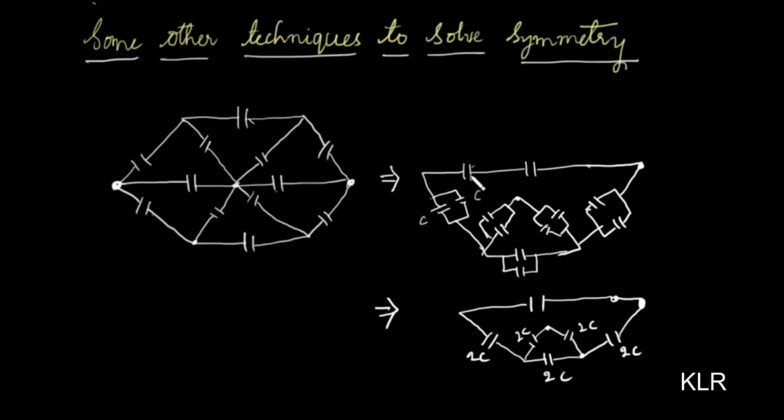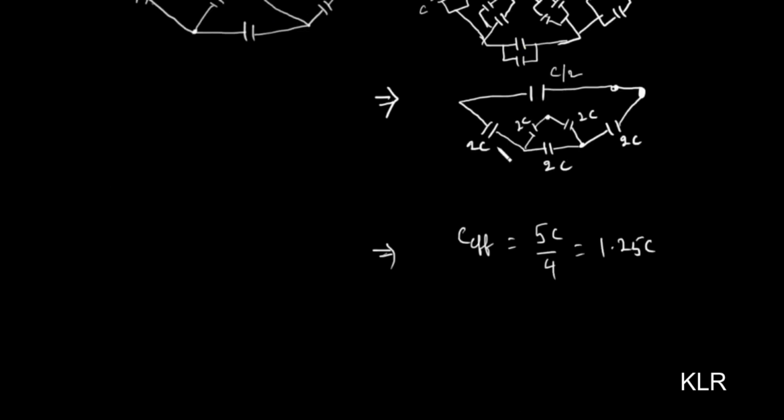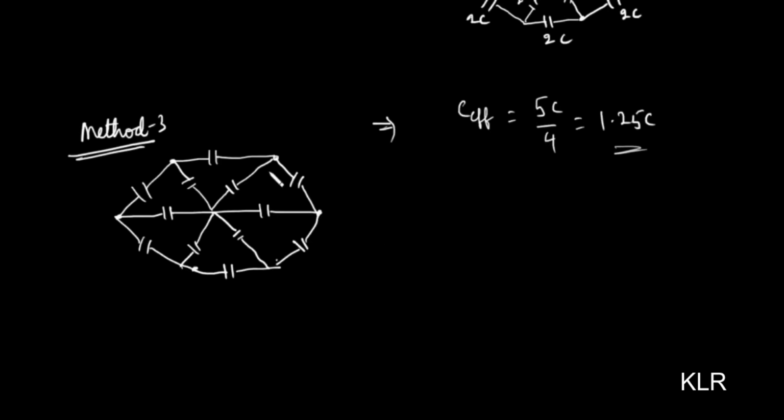Now again, this is C and this is C. These two are in series, so this is C by 2. So this is C by 2, 2C. This is 2C plus 2C, and 2C are in series. So here C and 2C are in parallel, and here this is 2C. Now if you calculate the C effective of this, you will get 5C by 4, that is equal to 1.25C.